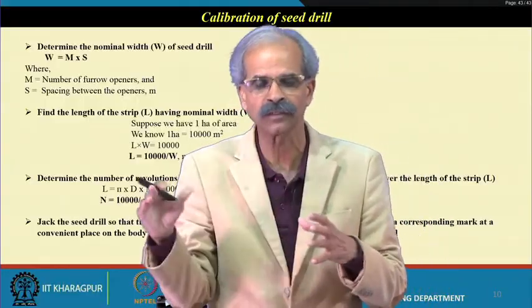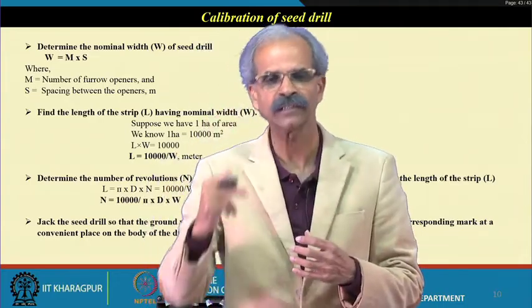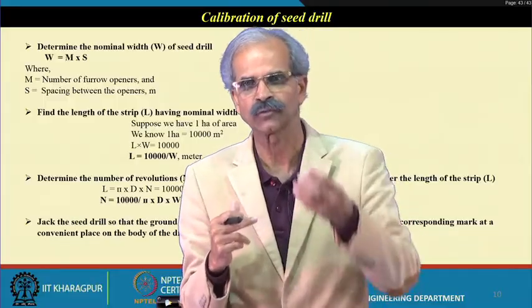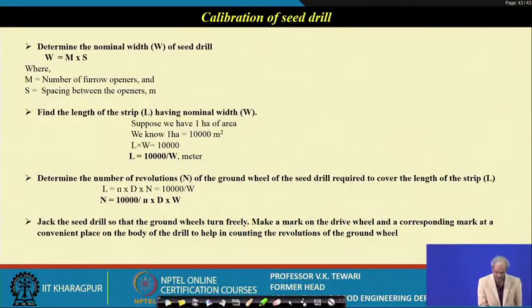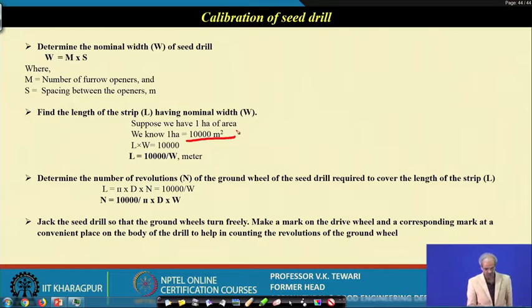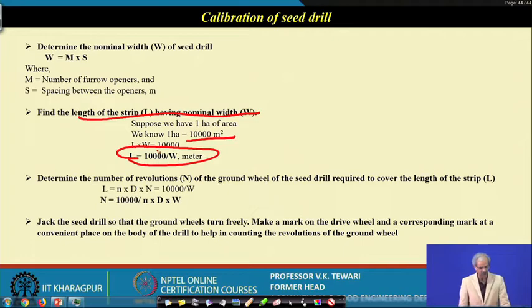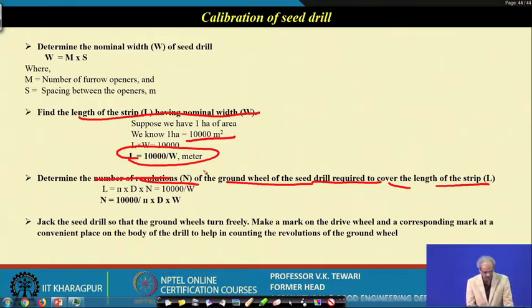But if we are not talking of that slip, then we should be in a position to know that if I rotate the seed drill wheel, what will be the number of seeds which fall. So, you can simply say that in 1 hectare, because 1 hectare is 10 to the power 4 square meter, and if the width of the strip is about W, then we know that this is the L which we require, the length of the total strip you require if you have a width like this. And then to determine the total number N of rotations of the ground wheel of the seed drill to cover the length of strip L, this comes out to be this. You can simply work it out, there is nothing big in it.